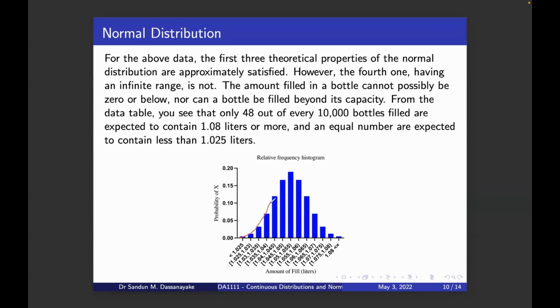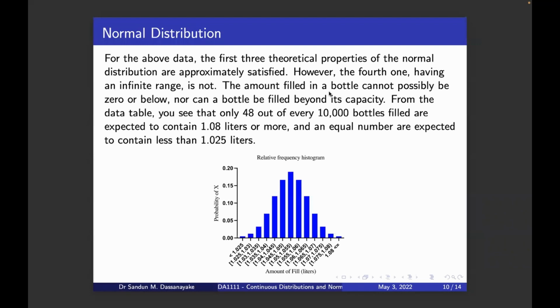If you draw the center part of these columns, these bars, you can see that it follows the normal distribution, right? So that is how the values are given. You can see that it follows a normal distribution curve. And for the above data, let me clear all drawings. For the above data, the first three theoretical properties of the normal distribution are approximately satisfied, yes, because you have a mean and median on the same axis, and it is symmetrical, it follows a bell shape.